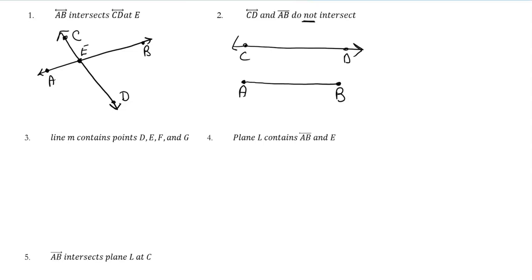All right, let's look at number 3. It says line M. So let's draw a line. And when you have a lowercase letter, it's not a point. So I just put the M over here. It says it contains points D, E, F, and G. Contains means lies on. It's with it. And that's the answer. The order of those points doesn't matter as long as you have those 4 points there.